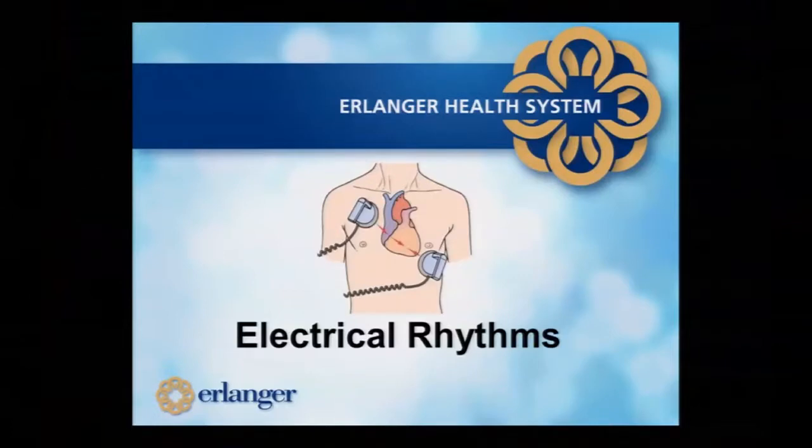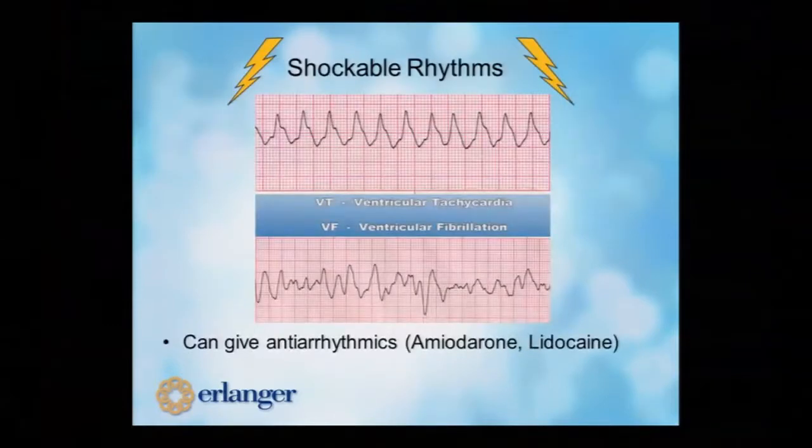So quickly, let's go over electrical rhythms. Since we're all getting ACLS trained, this is included in your ACLS course, so I won't belabor this too much, but remember we have both shockable and non-shockable rhythms. Our shockable rhythms include ventricular tachycardia and ventricular fibrillation. I've got some pictures there so you can see what those look like.